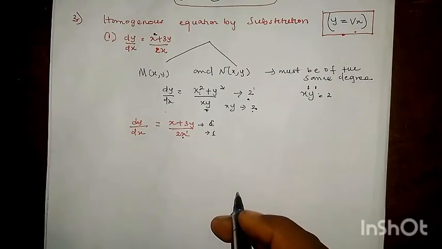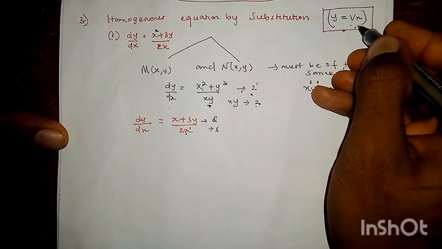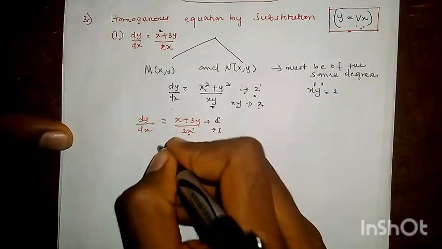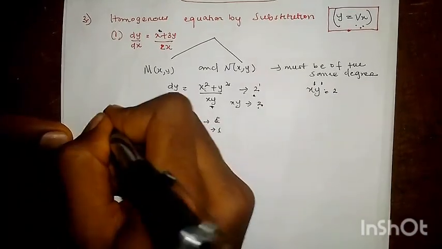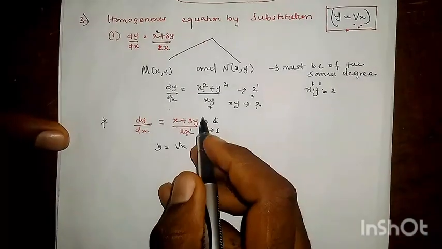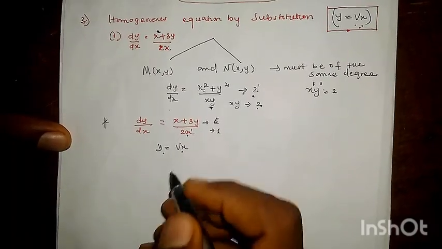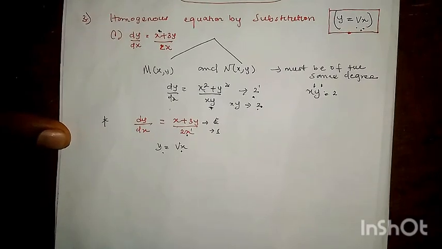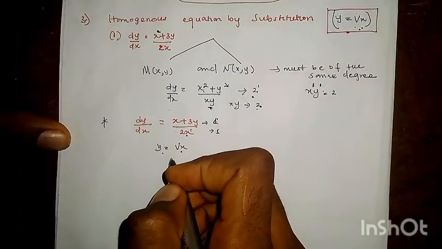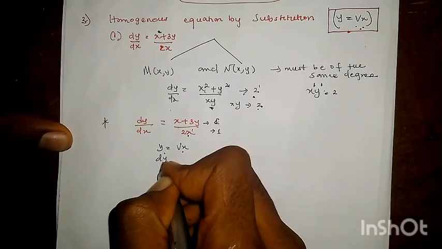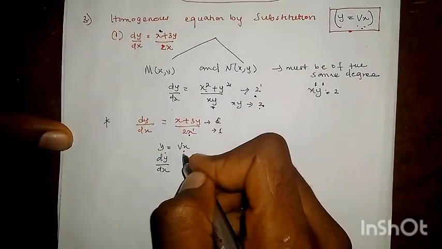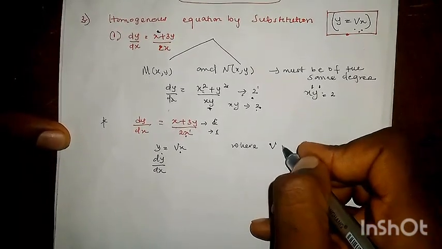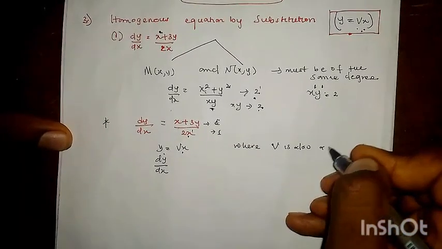So my second step is to substitute y with Vx. But before I substitute, let me differentiate it. So y equals Vx. The second step is to differentiate it, then your third step is to substitute it. So let me differentiate y is equal to Vx, dy/dx, assuming v is also a function of x.